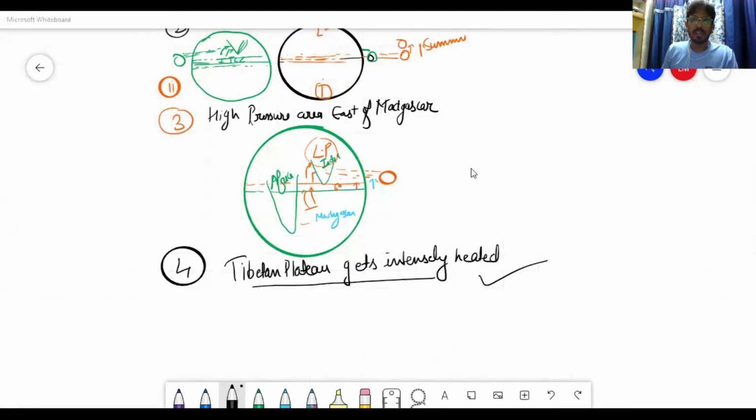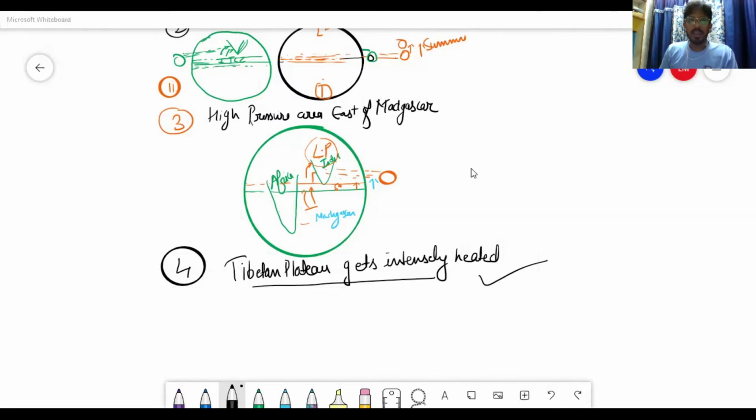After this, we have the fifth point. As we have already done, the Tibetan plateau gets intensely heated during summer, which results in stronger vertical currents and the formation of low pressure over the plateau at about 9 kilometers above sea level. So what is going to happen in summer? Low pressure will form on the plateau, right? And it will attract fewer winds, so its speed will be 110 kilometers.